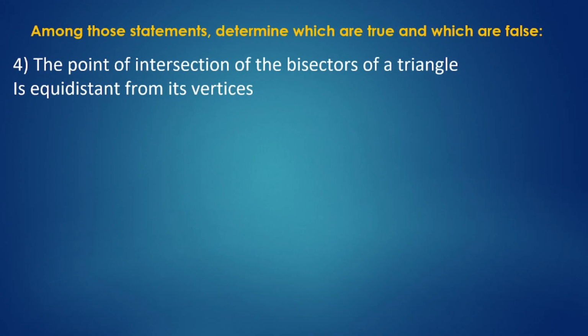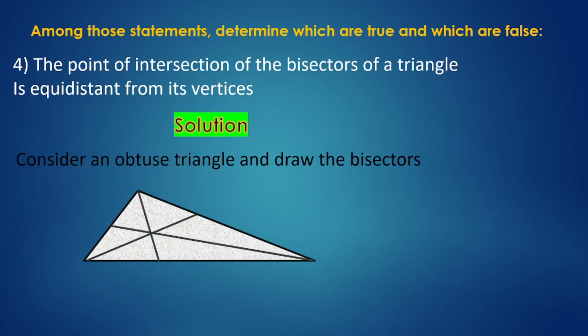4. The point of intersection of the angle bisectors of a triangle is equidistant from its vertices. Is this true or not? Let's consider an obtuse triangle and draw its angle bisectors. Here it is. I've drawn the bisectors in gray. Now, what was asked? Let's check equidistant from its vertices. So, I now draw the distance from this red point, the intersection point of the bisectors, to the first vertex. I marked this segment in green.